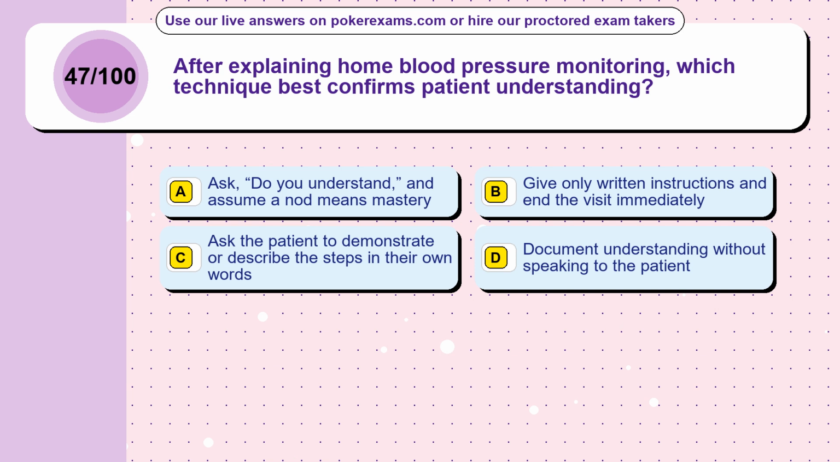Question 47. After explaining home blood pressure monitoring, which technique best confirms patient understanding? Option A. Ask, "Do you understand?" and assume a nod means mastery. Option B. Give only written instructions and end the visit immediately. Option C. Ask the patient to demonstrate or describe the steps in their own words. Option D. Document understanding without speaking to the patient.